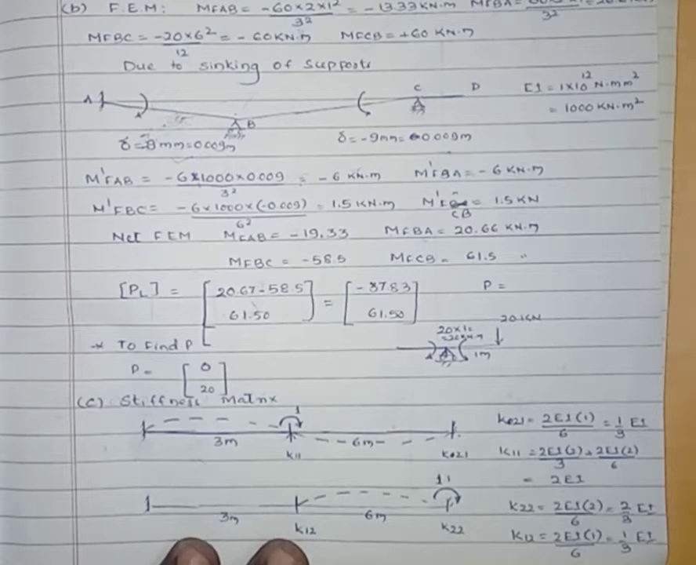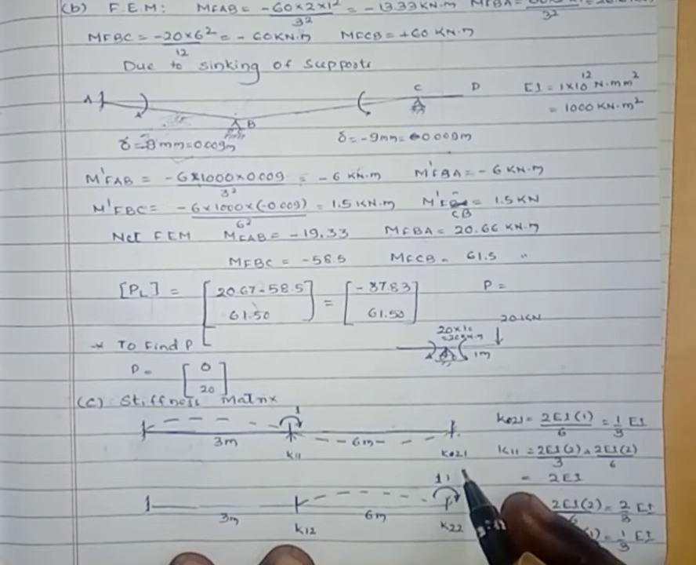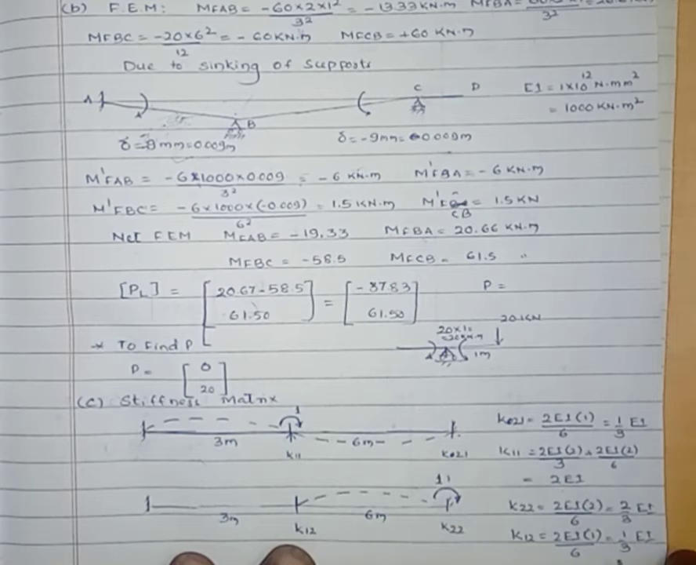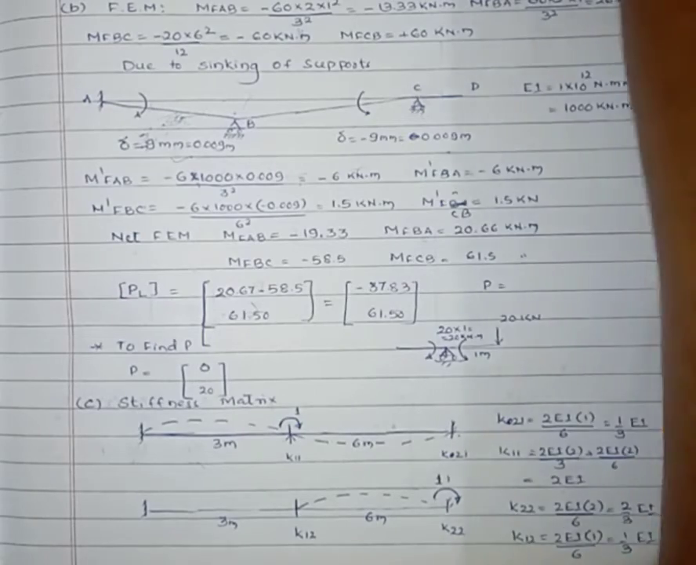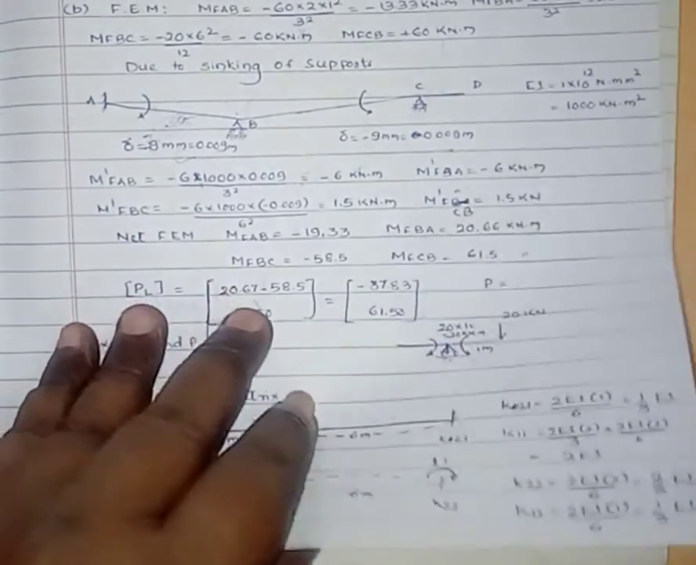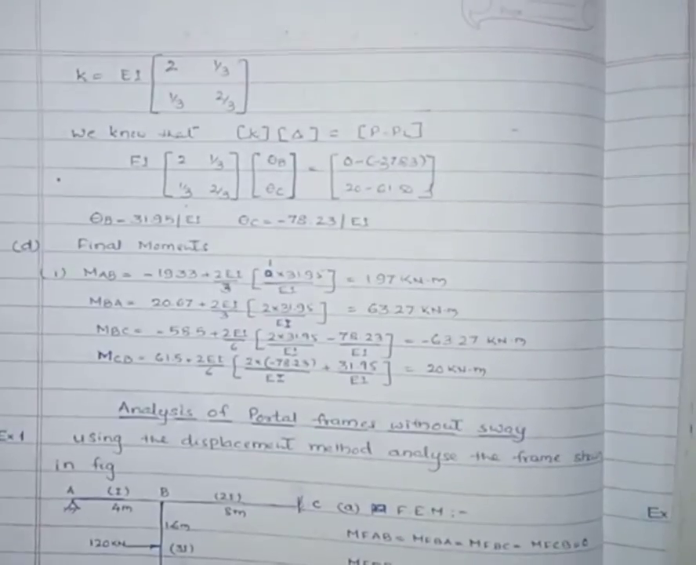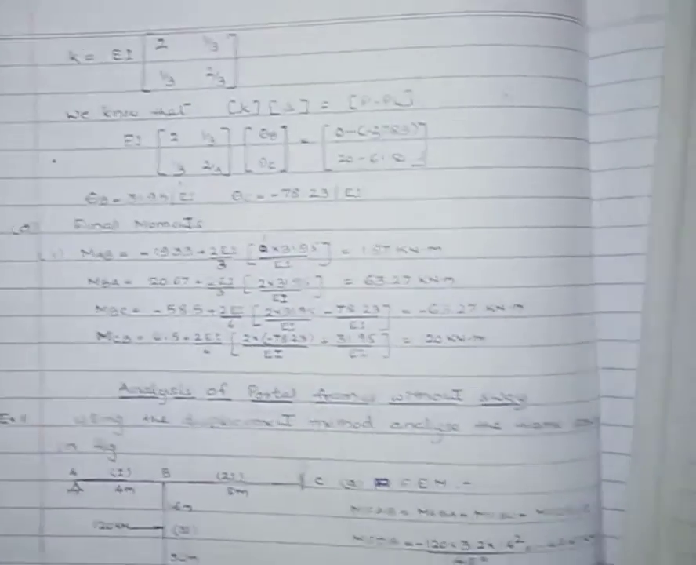Similarly, for the stiffness value at 1 due to the unit rotation applied at 2, that one is 2EI by L, that is 2EI by 6, 1/3 of EI. Here, by observing the values of K12 and K21, both must be equal, by Maxwell's reciprocal theorem. Now, we can write the stiffness matrix for this one.